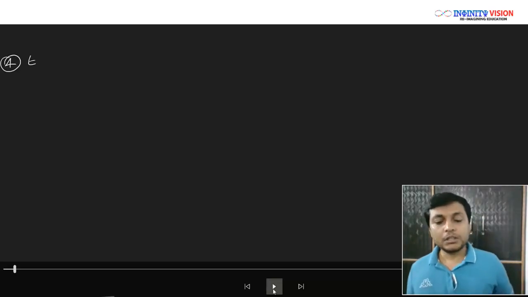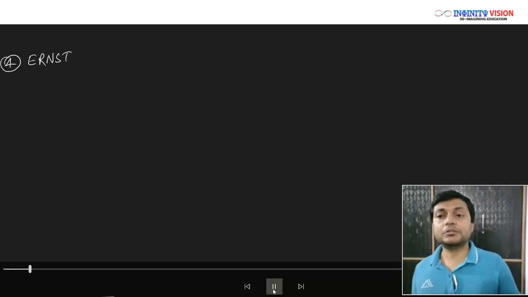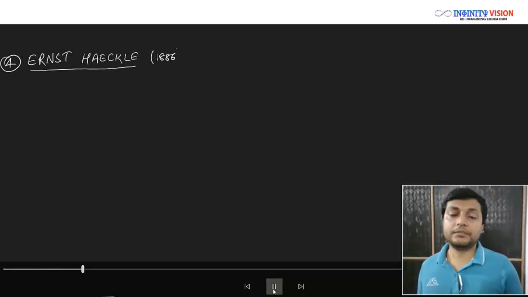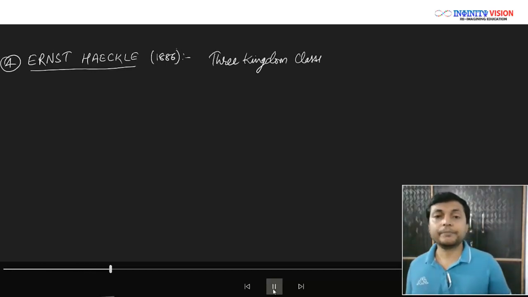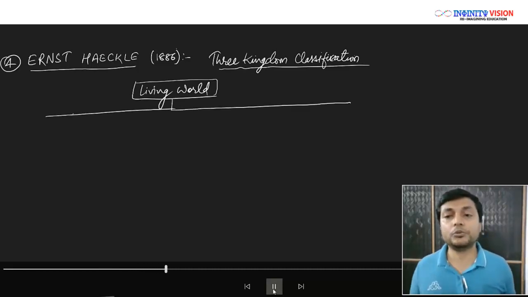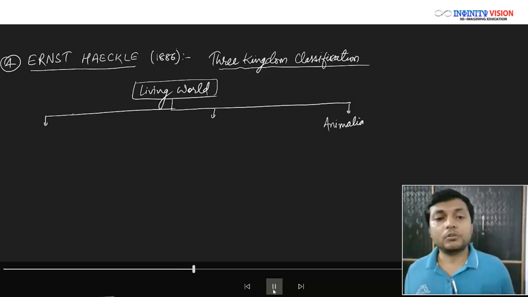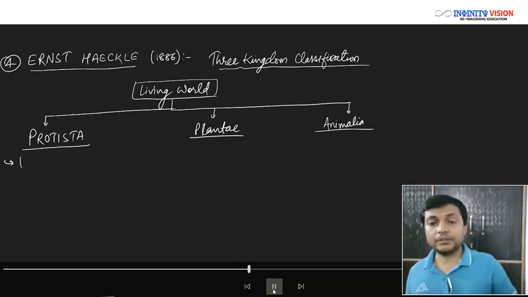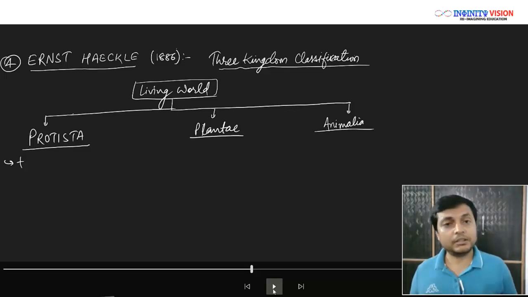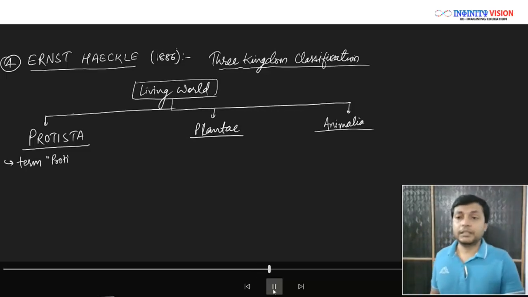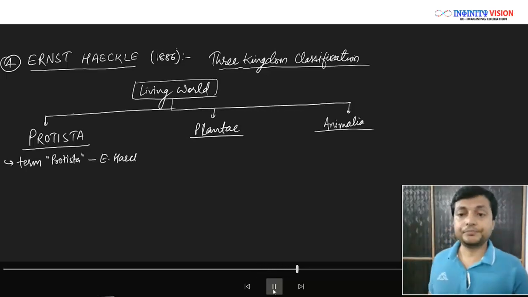Therefore, there is another scientist named Ernst Haeckel. He came and proposed a three kingdom classification in 1886. This three kingdom classification says that the entire living world should be classified into three kingdoms. Obviously Animalia and Plantae were there. The third kingdom introduced was Protista. In fact, the term Protista was given by Ernst Haeckel himself.